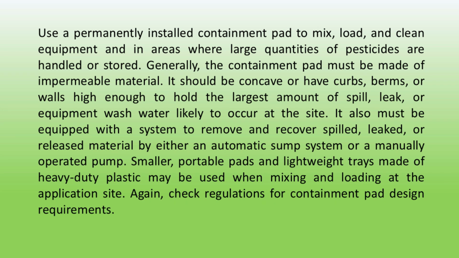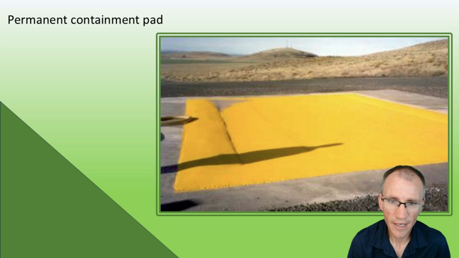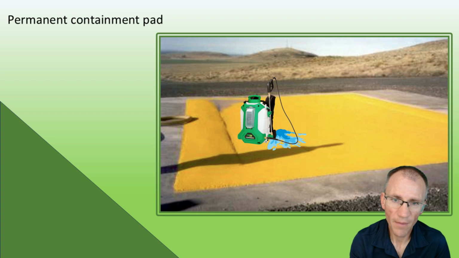Smaller, portable pads and lightweight trays made of heavy-duty plastic may be used when mixing and loading at the application site. Again, check regulations for containment pad design requirements. In this image, you're seeing a permanent containment pad. And as you can see, this one covers a pretty large area, so you can understand why we're saying no matter what we're doing with pesticides, mixing, loading, cleaning equipment, or whatever in that area, we've got a nice permanent containment pad to pick up those pesticide residues and make sure they don't get into the environment.